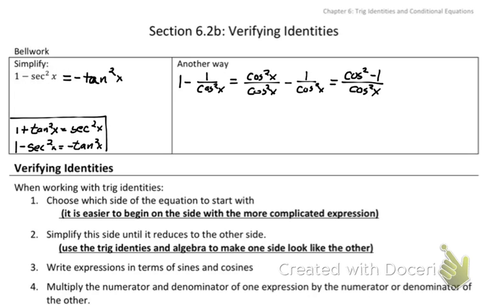Then we look at cosine squared minus 1. If we think back about sine squared plus cosine squared equals 1, I would need to subtract 1, which would make me subtract sine. So that would actually become negative sine squared x over cosine squared x, which would still equal negative tangent squared x.